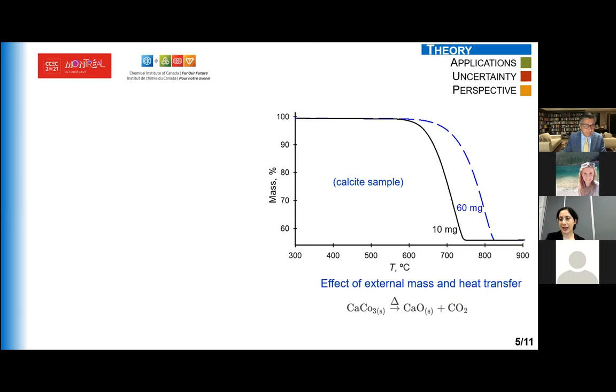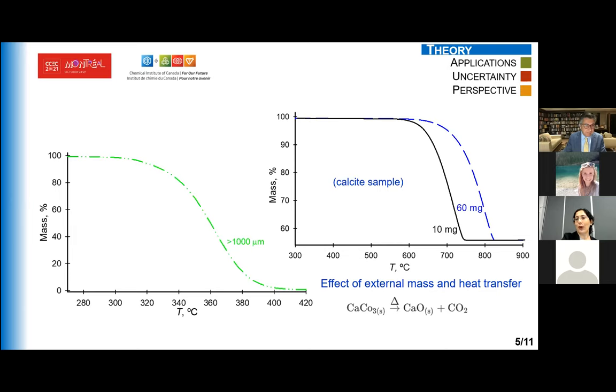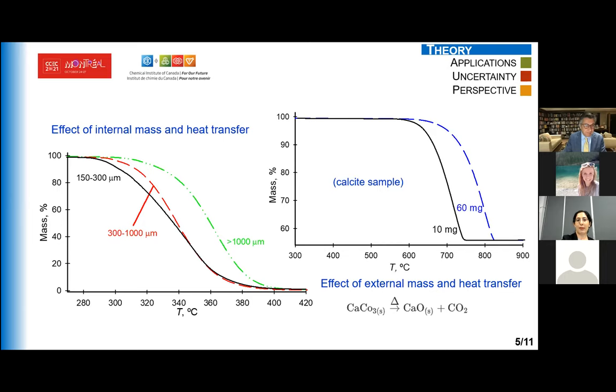So to do a correct TGA analysis, you should go with as low a mass as possible that you can load on your pan, and to make sure you're getting the best result, you should go as low as possible. And if you don't see any change in the thermogram anymore, that's the correct sample mass. Okay, next time you think you know the weight of the sample you should start with, you go, for example, with 2 milligrams, and you start doing a sample, and again you see, okay, it's changing. What's happening? This one is because of the internal mass and heat transfer effect on your sample.